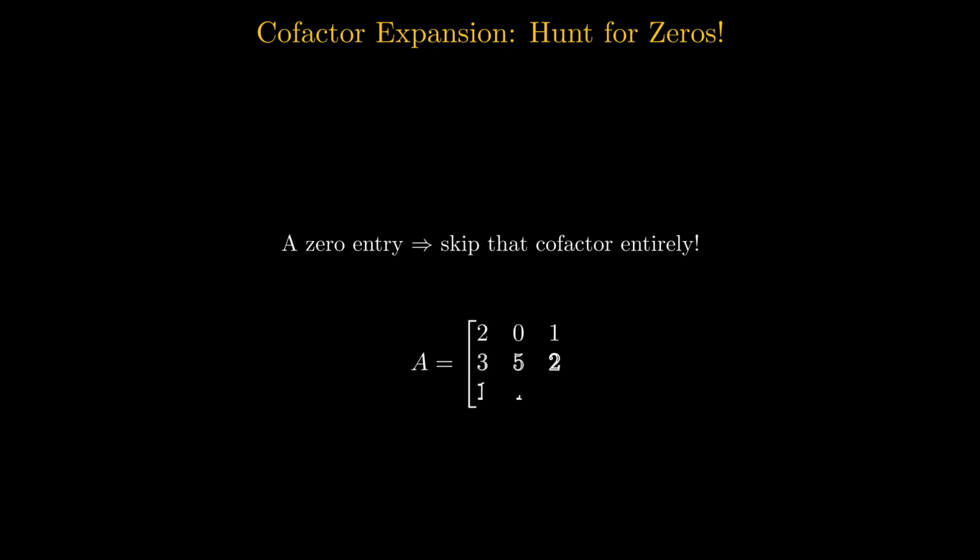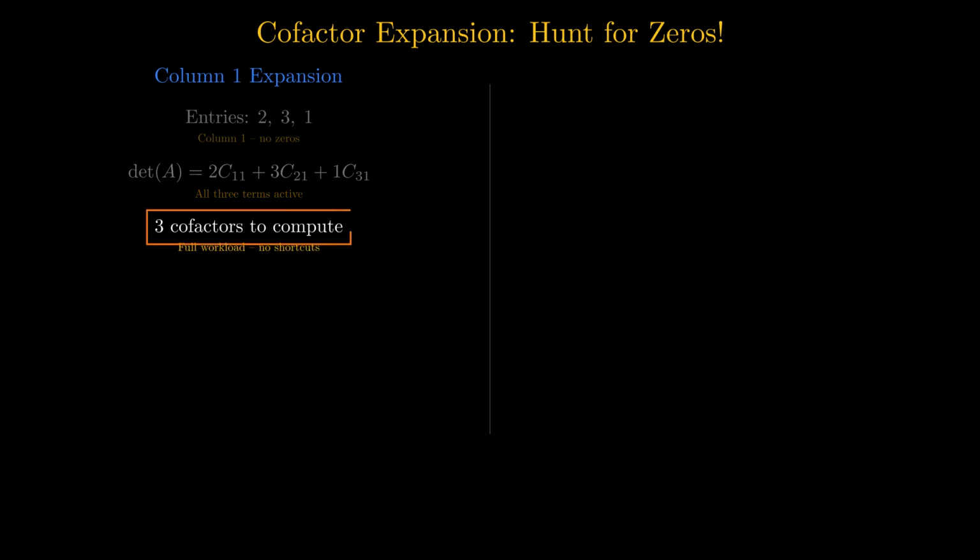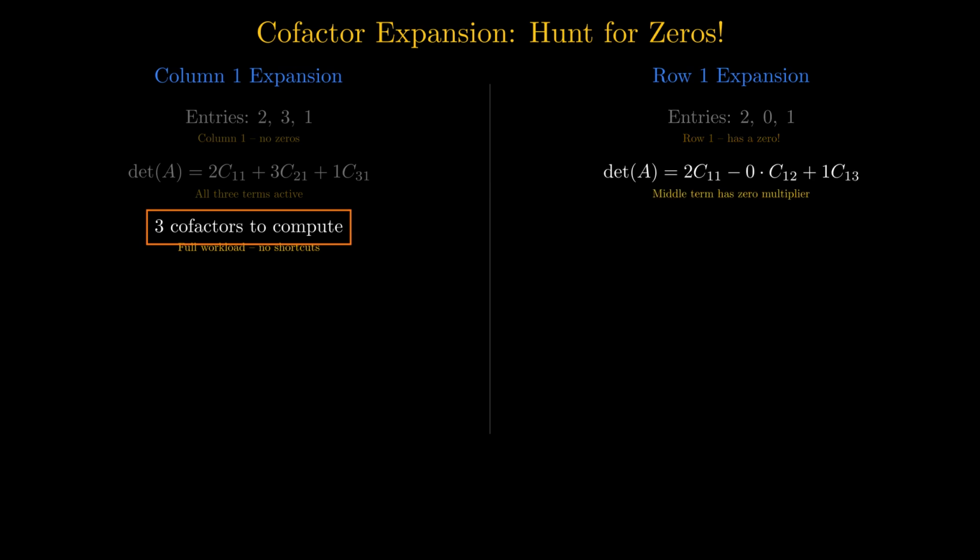That 0 in row 1 eliminated one entire cofactor computation. This is the practical power of cofactor expansion. Hunt for zeros. Let's compare the two approaches side by side. If we expand along column 1, the entries are 2, 3, and 1. There are no zeros, so all 3 cofactors must be fully computed. That's 3 cofactors worth of work. But if we expand along row 1 instead, the entries are 2, 0, and 1.